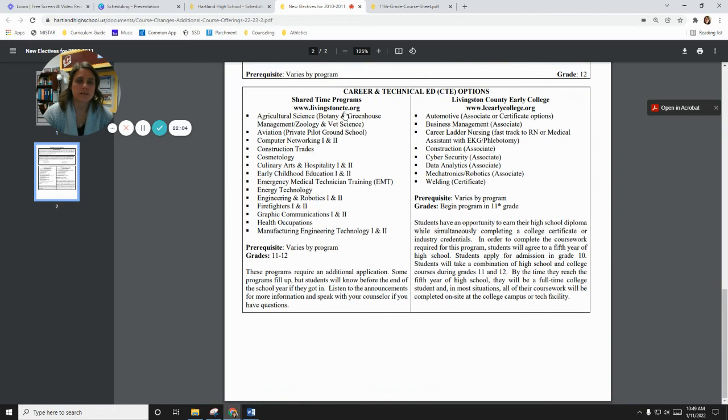So keep in mind, these shared time programs are going to be 3 hours of your day. So you'll spend 4 hours at the high school, and then you'll have 3 hours. You'll have an hour of travel and lunch, and then 2 hours at the other high school. They will either be scheduled first thing in the morning or scheduled in your afternoon.